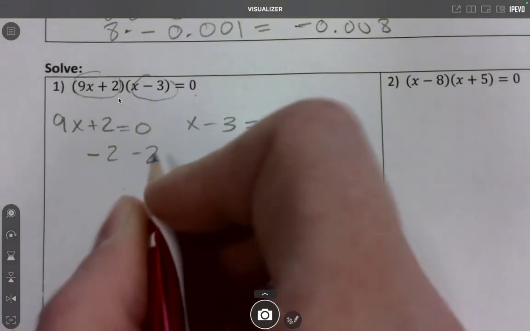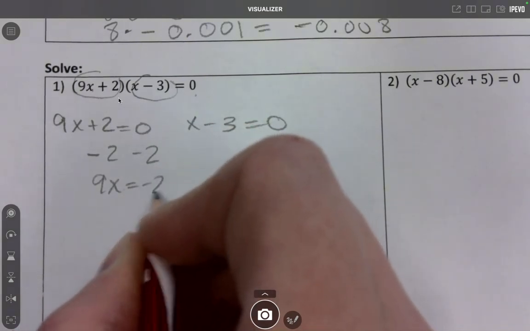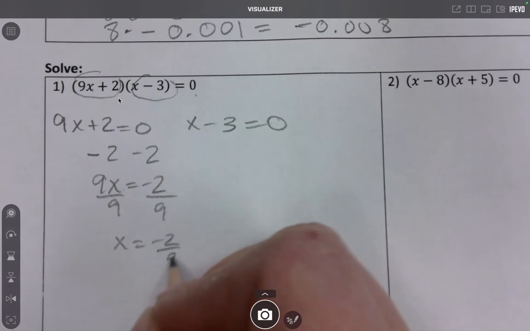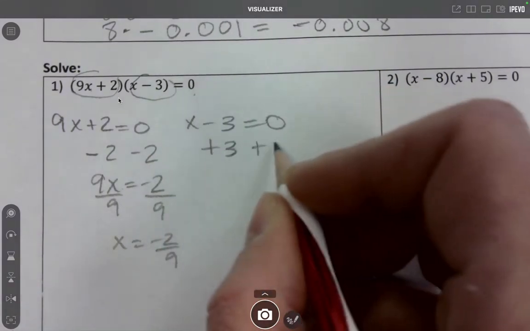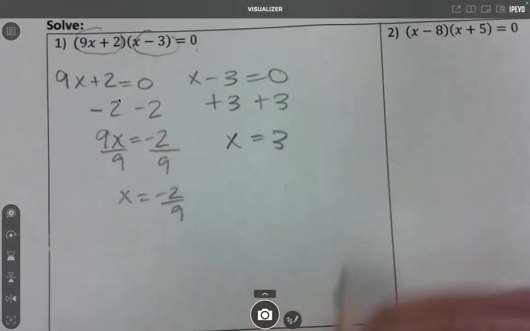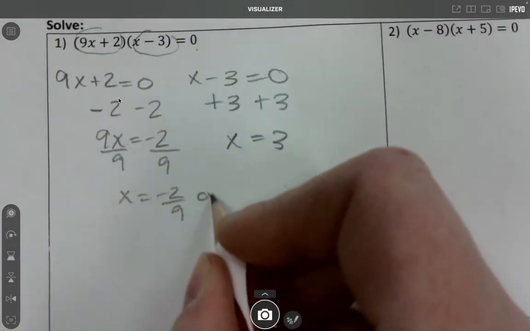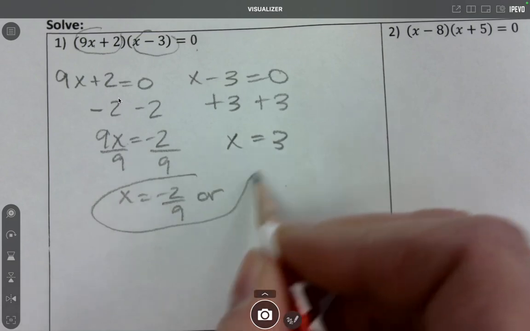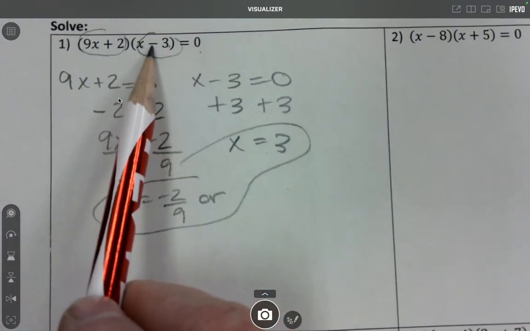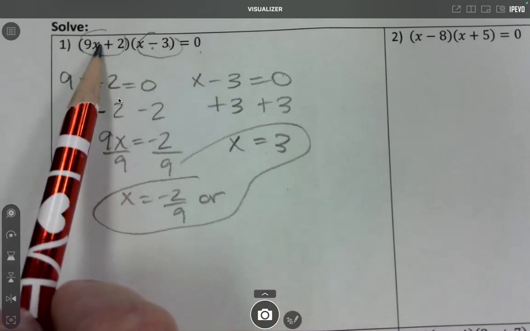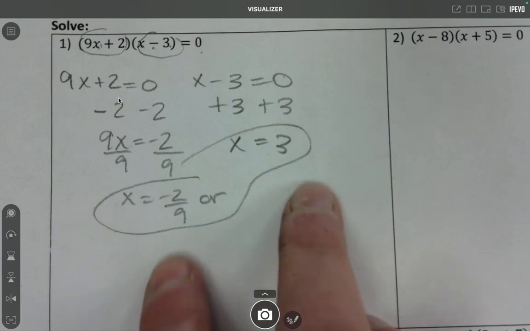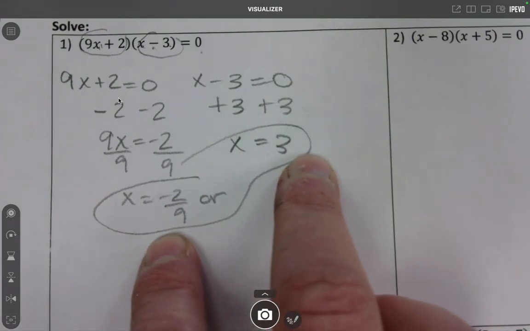We're going to subtract 2 on both sides here, and then divide by 9. The second one, we're just going to add 3 on both sides. And so x equals 3. And so our answer is really x equals negative 2/9 or x equals 3. So if I put 3 in here, 3 minus 3 would give me a 0 for that binomial. If I put the negative 2/9 in here, it would give me a 0 over here. So one of those two things had to be 0. So x has to either be 3 or negative 2/9.